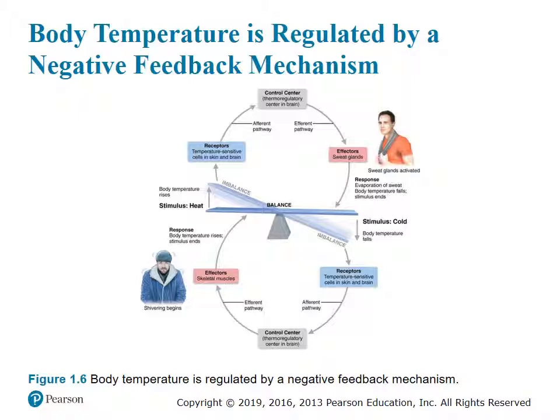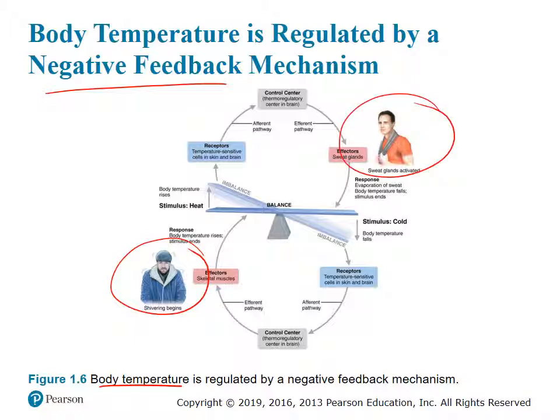Here's an example of body temperature, and here's the negative feedback system, right? What we're seeing is two balancing beams, two circles. This one is talking about when the body gets too cold and what happens as a response, and when the body gets too hot, what happens as a response. Okay? That's negative feedback there. Okay? All right.